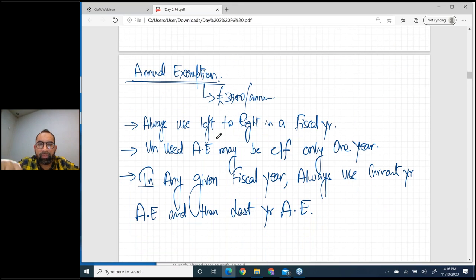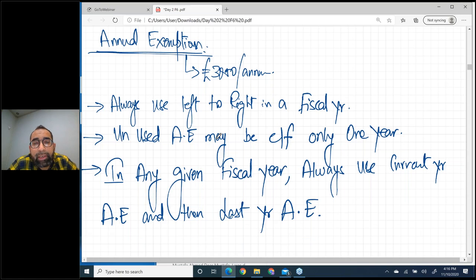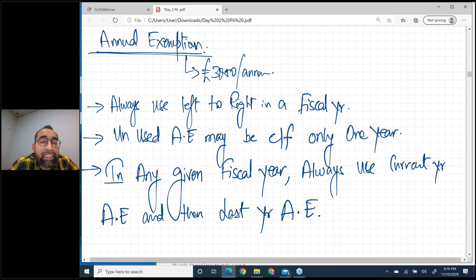One more good news, one more exemption. This is called annual exemption. I hope you studied annual exemption of CGT yesterday. That was 12,000 pounds. For IHT, annual exemption is 3,000 pounds per annum. Per annum means per fiscal year, right? First of all, keep in your mind that annual exemption is not available for death estate calculation. Forget it, please. Annual exemption is only available for lifetime gifts like PET and CLT.